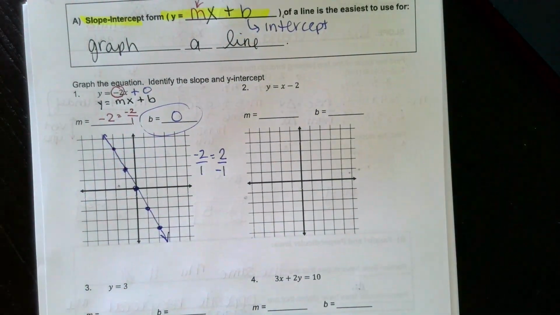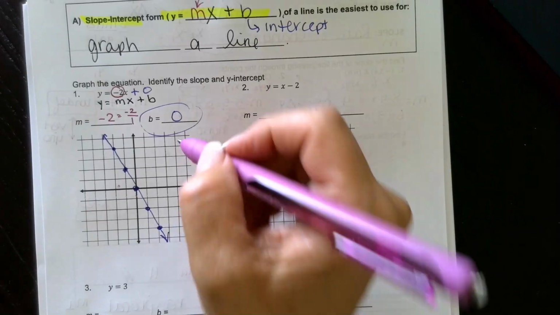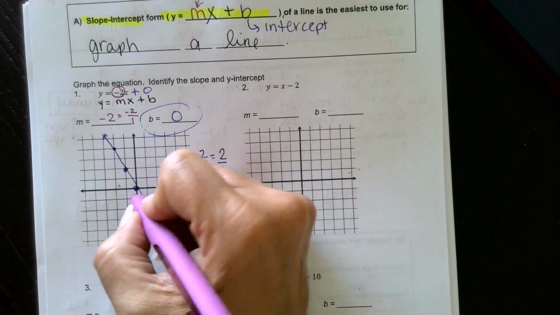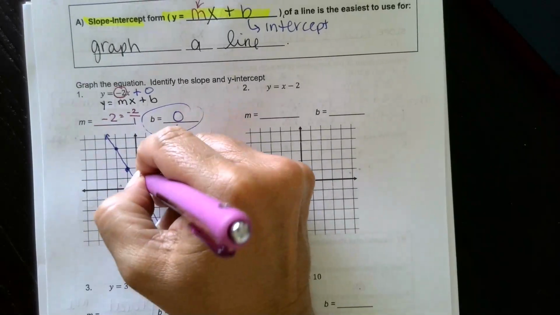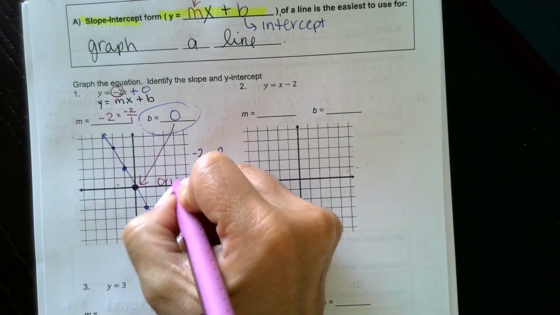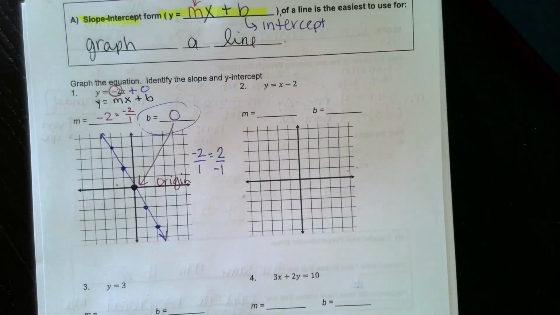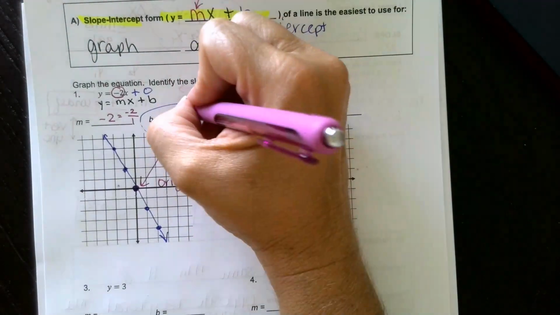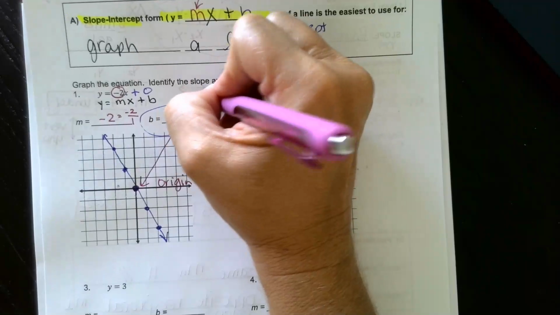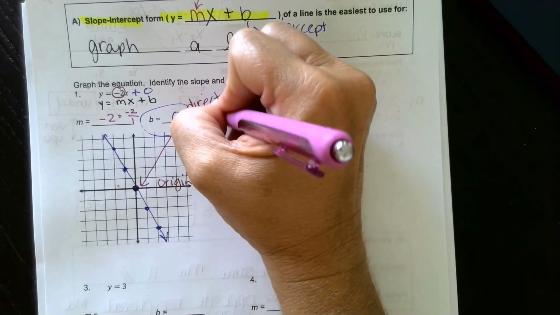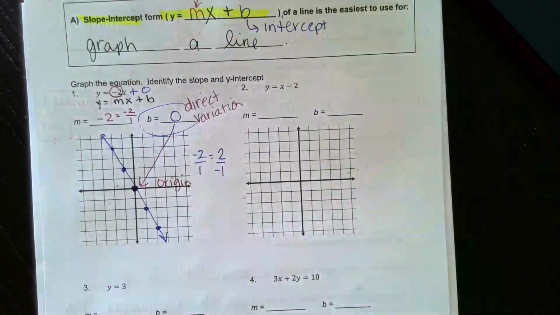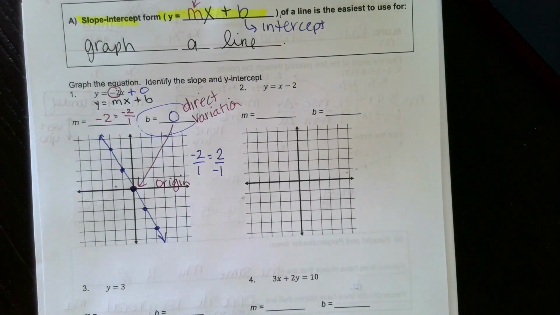Now, I'm going to cover one more thing here because I think it's super important. When we have this b equals 0, we know that this point right here goes through the origin. And when we have a linear equation that goes through the origin, we call this a direct variation. So sometimes you'll see something that says it's a direct variation. That means it's always going to go through that ordered pair 0, 0 right in the center.